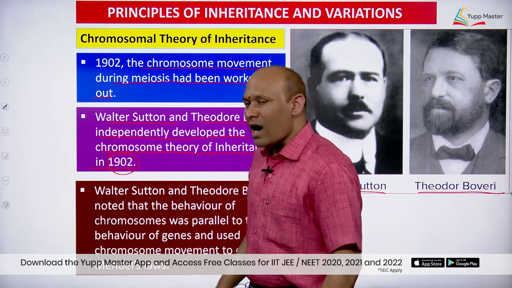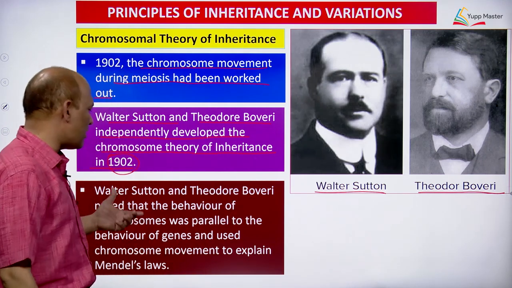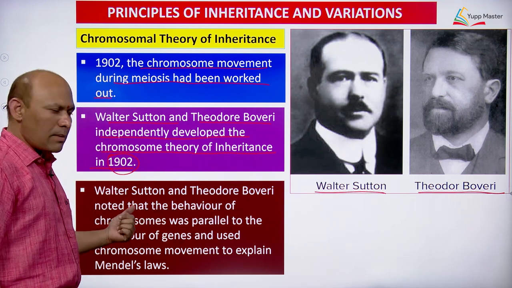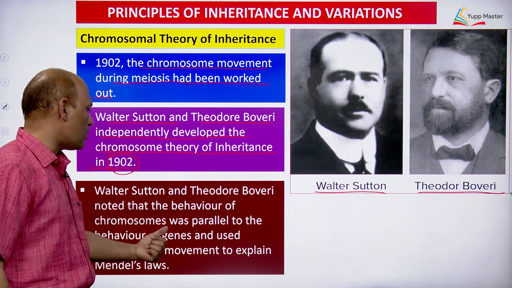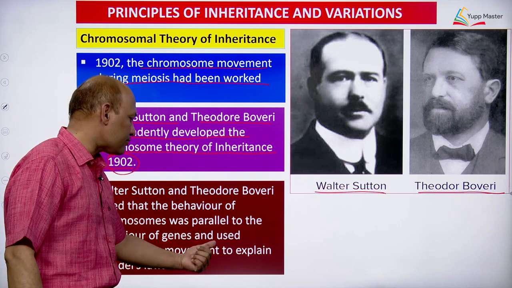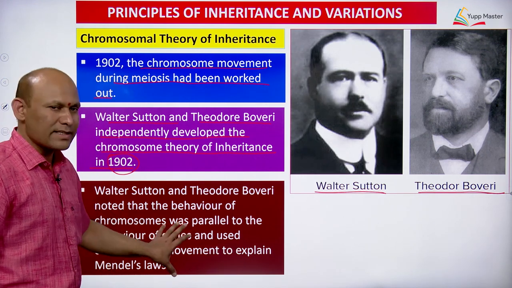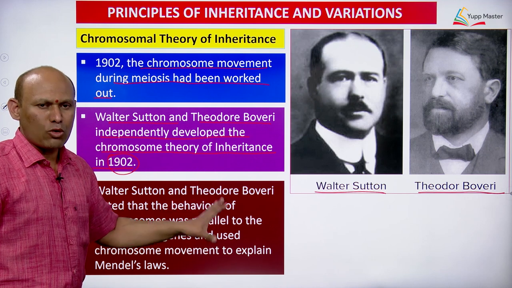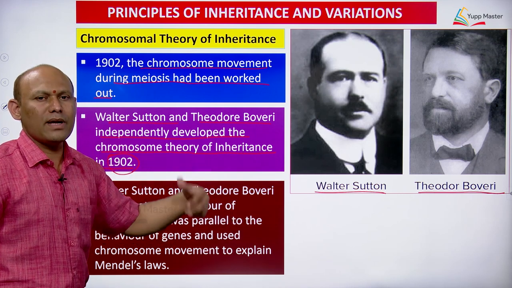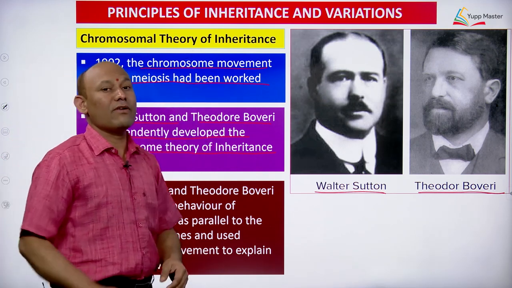Let us see what they have exactly said and what this theory exactly says. This is a very, very important point, dear students. Walter Sutton and Theodore Boveri observed that the behavior of chromosomes was parallel to, means similar to, the behavior of genes, and used chromosome movement to explain Mendel's laws. This theory, proposed to explain Mendel's laws with the help of chromosome movement, is known as the chromosomal theory of inheritance.